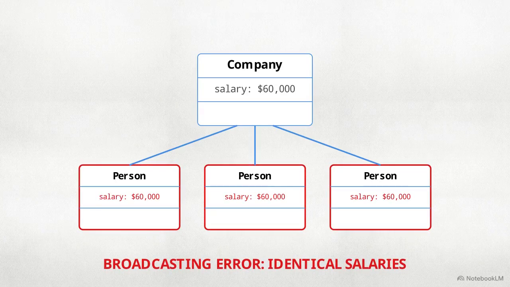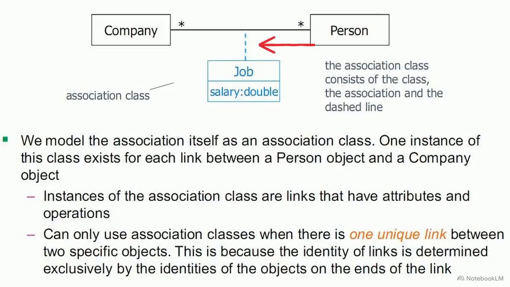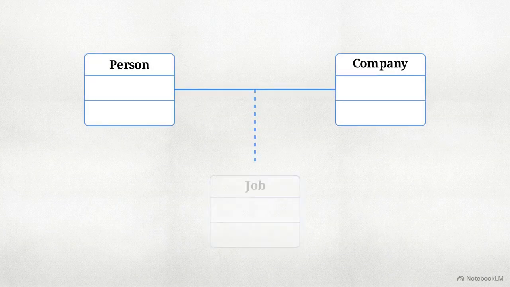This diagram introduces the association class as the architectural solution. It is used when business logic and data belong to the relationship itself, rather than to a single entity on either end. The dashed line connecting to the job class dictates that the connection must be instantiated as its own dedicated object in memory.